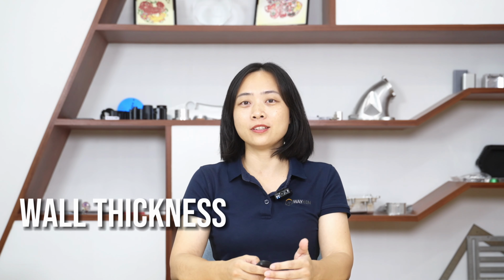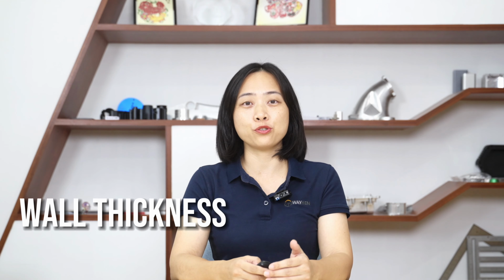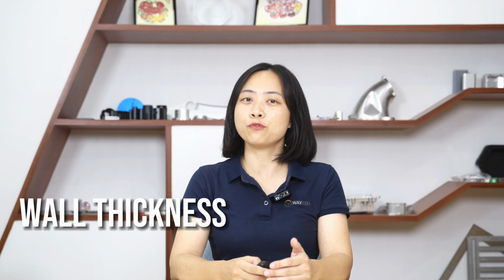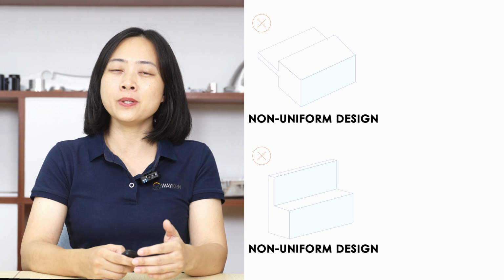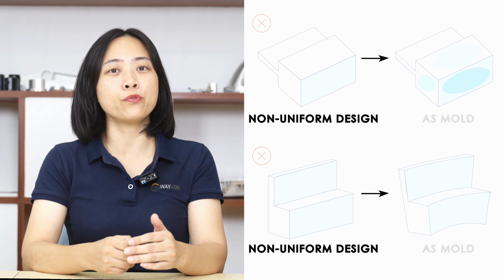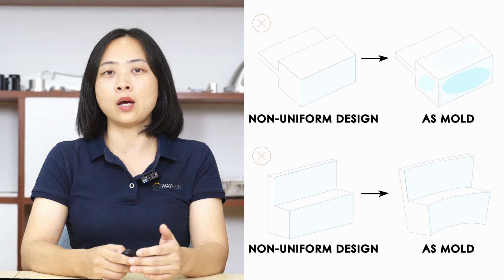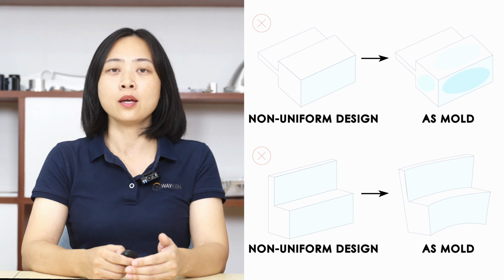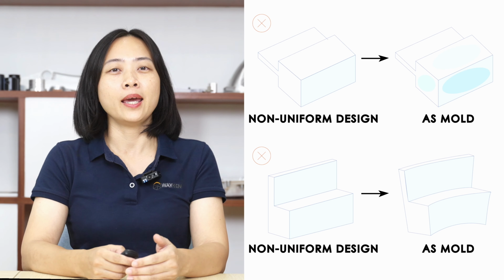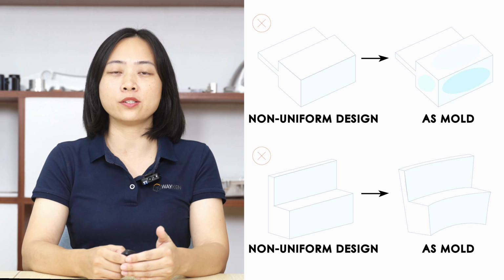First, wall thickness is the most important factor to consider when designing parts for injection molding. It must be as uniform as possible throughout the part. Different wall thickness will result in different shrinkage rates, causing parts to warp. It can also cause air pockets.